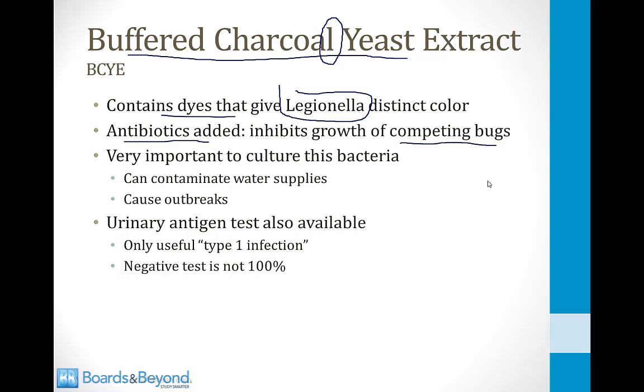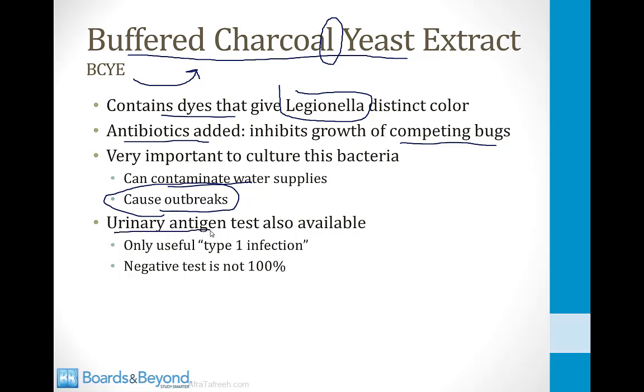And you should know that it's very important to culture Legionella because it can contaminate water supplies and cause outbreaks. So if a number of people, for example, at a nursing home have atypical pneumonias, you want to use this agar and see if you can grow and identify Legionella, because if you find it, you're then going to want to investigate whether or not there is an outbreak in the nursing home.